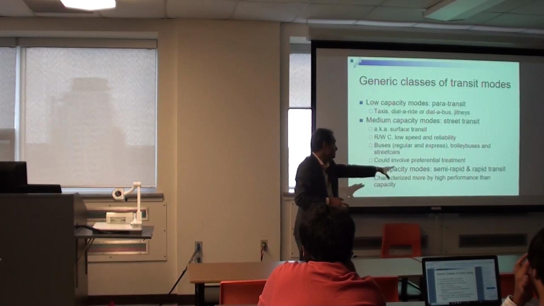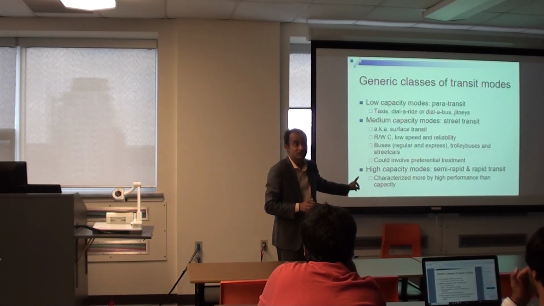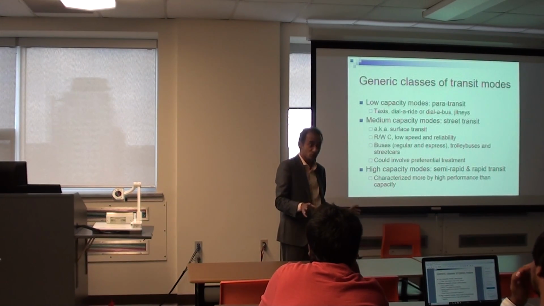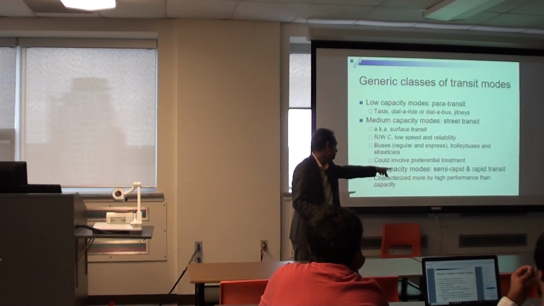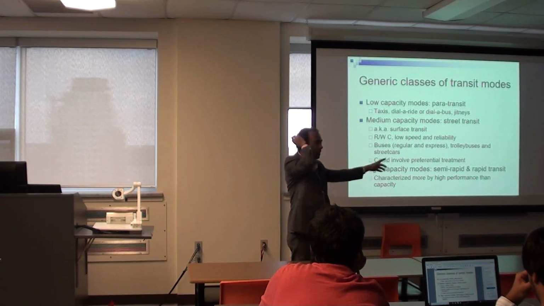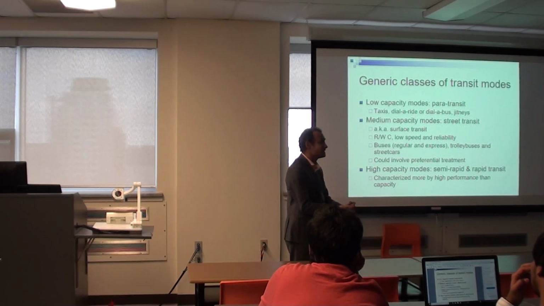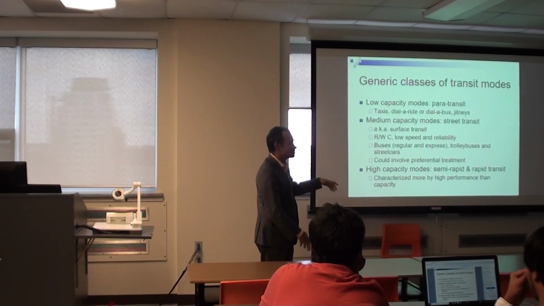And the high capacity mode is the semi-rapid or rapid transit. The reason I'm introducing these concepts in this class is that I have seen various planning agencies misusing and misbranding the kind of service they are offering. Rapid transit should be based on performance, not just capacity. If you have an articulated bus and say, oh, that's a high capacity mode, no. High capacity mode means it has both performance and the capacity to move people faster. That is how we should be branding, not by saying what they are not.